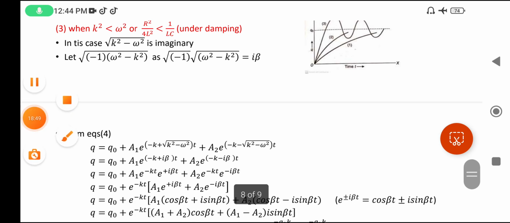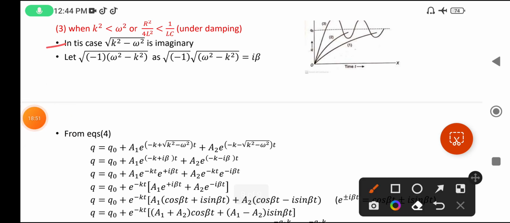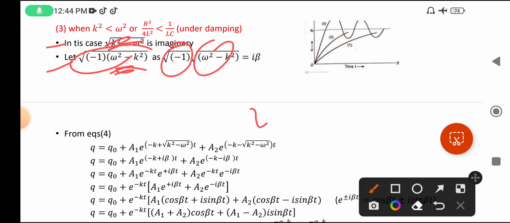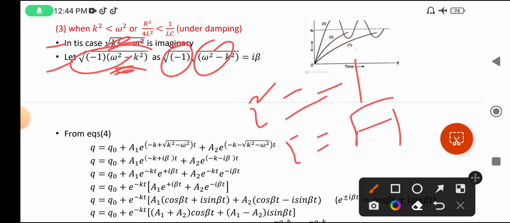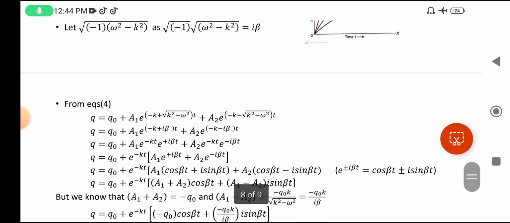See here. In this case, k square minus omega square is imaginary. Let us take the minus outside from this, so we can get like this, and separate them here and here. I square is generally minus 1, so I equals root of minus 1. And let this be beta. Beta is the square root of omega square minus k square.